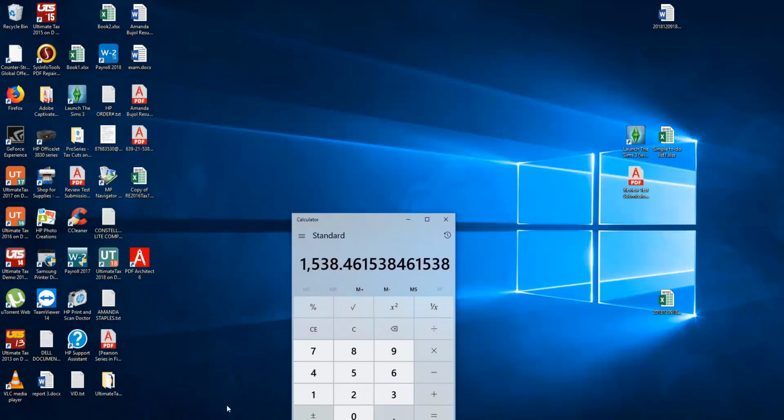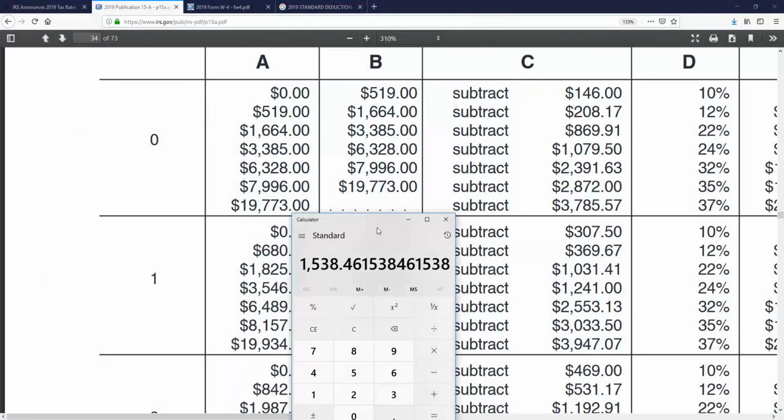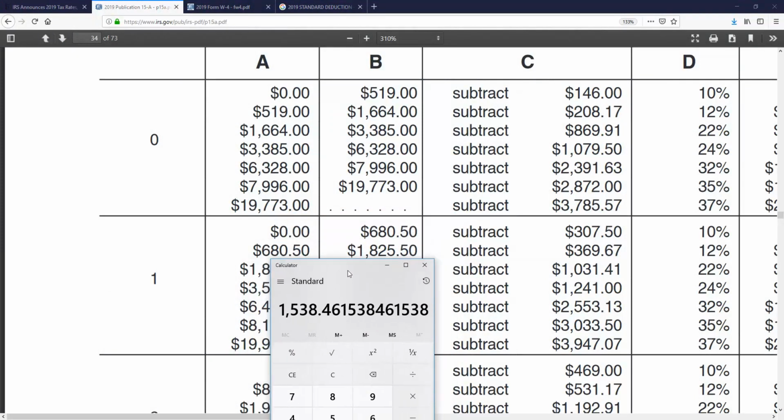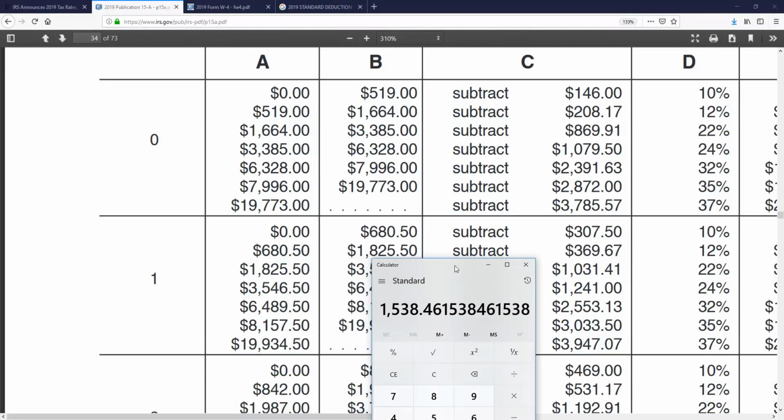with one withholding, that's going to put us between these two numbers here. So we're going to subtract 369.67 and multiply that answer times 12%, and that is our withholding for our federal taxes of $140.25.